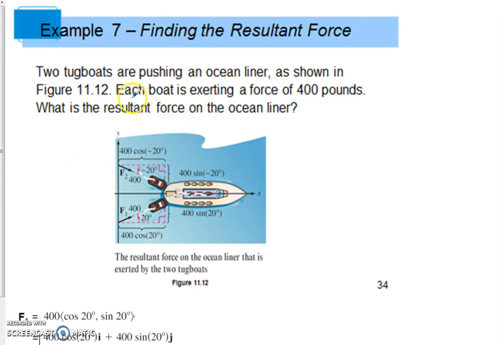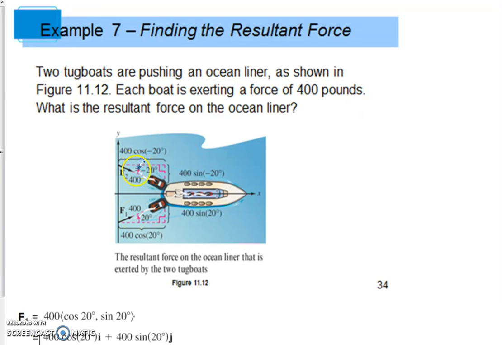Anyway, in this example, you see two tugboats are pushing an ocean liner right here. Both of them coming to the rear of the boat, and I'm sure there's a name for that, probably aft. But each boat is exerting a force of 400 pounds. But you'll notice they're not going directly east-west. They're going at an angle. And that angle, you can see here, is a 20-degree angle.